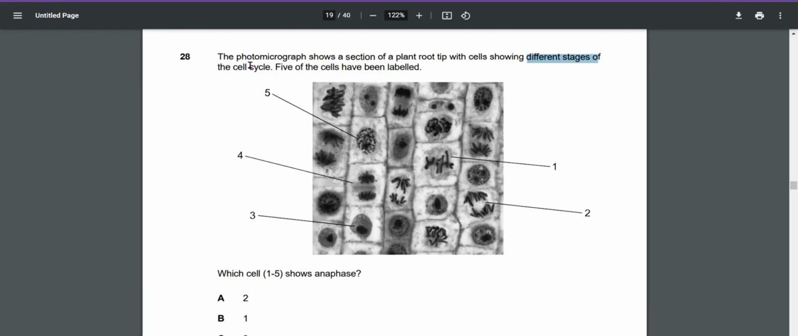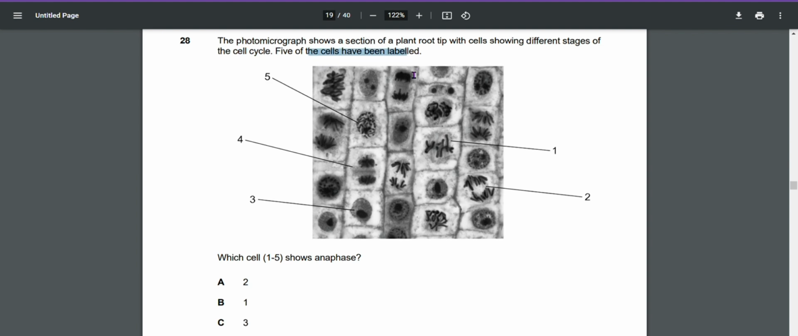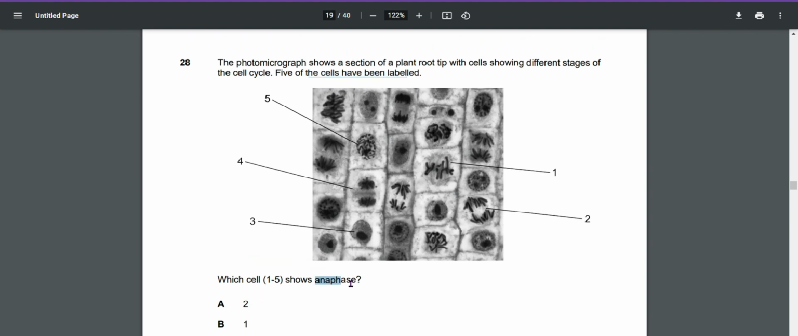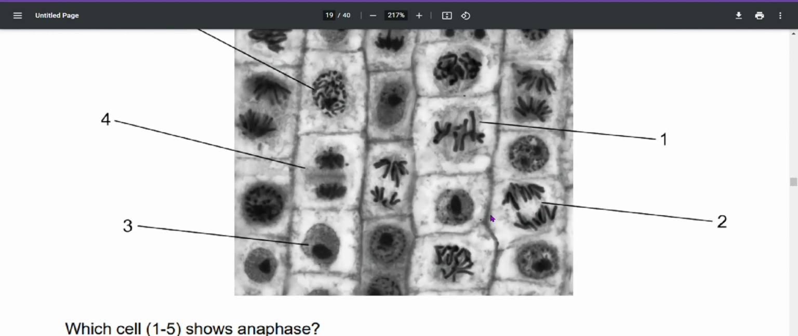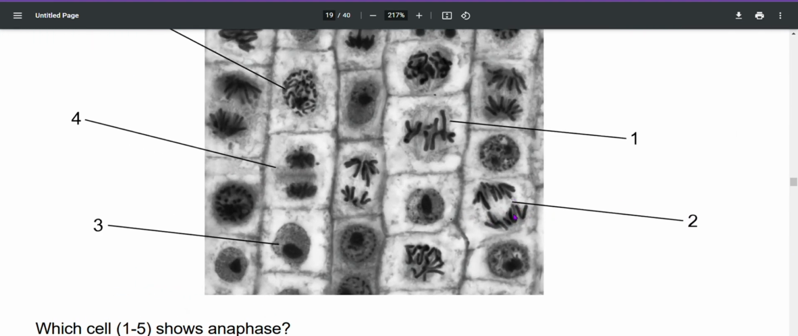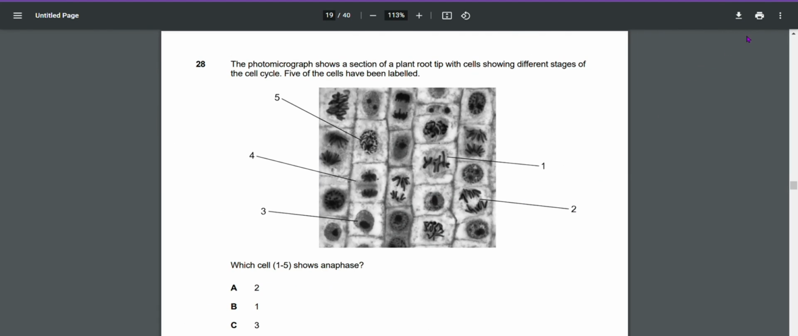The photomicrograph shows a section of a plant root tip with cells showing different stages of the cell cycle. 5 of the cells have been labeled. Which cell from 1 to 5 shows anaphase? Now, a good mnemonic for anaphase is the word apart, because anaphase starts with an A and apart starts with an A. In anaphase, the spindles pull the chromatids apart from each other, and you can see clearly that in cell 2 the chromatids are being pulled apart, so 2 is the correct answer.